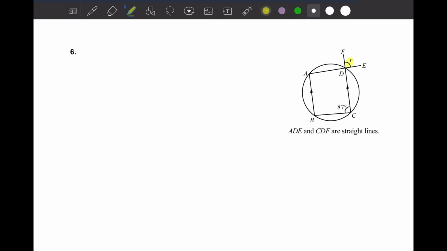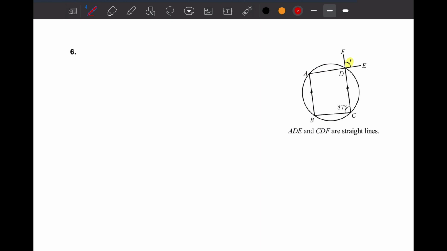And then let's look at question 6 here. Question 6. So look at the unknown you want to find. So it's outside here. But look carefully, some of you might think, oh, that's the exterior angle of a cyclic quadrilateral. But is that true?